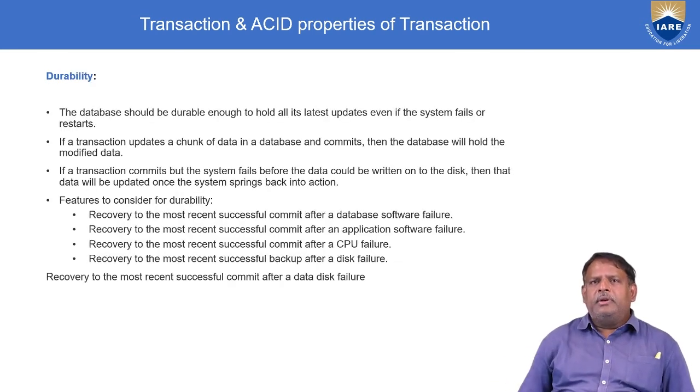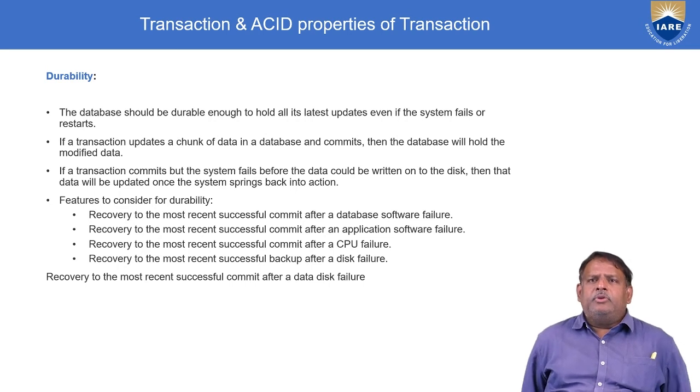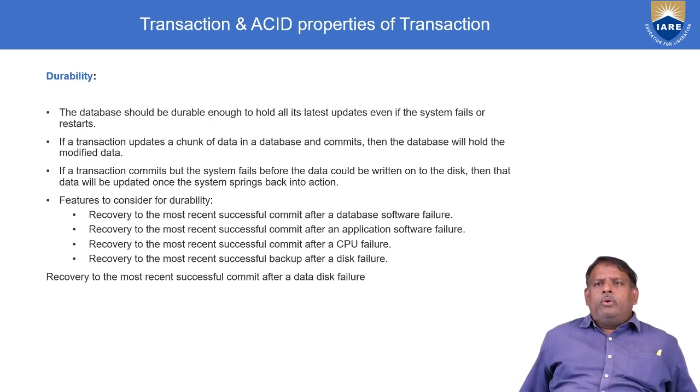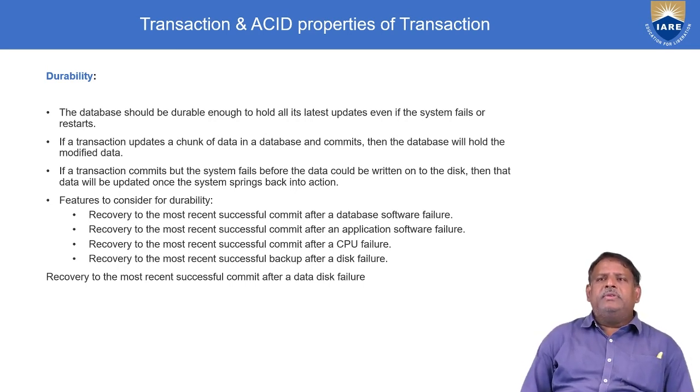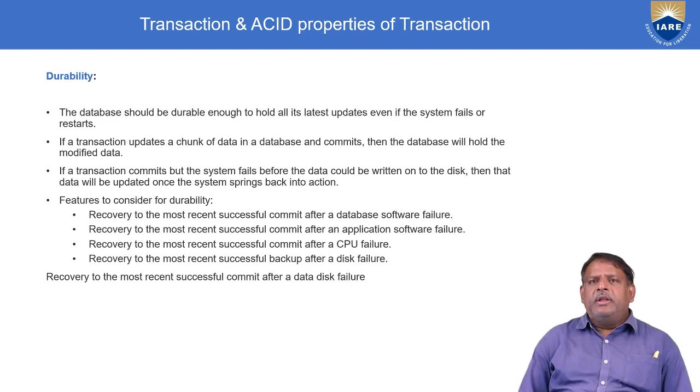The last property is durability. The database should be durable enough to hold all of its latest updates even if the system fails or restarts. If a transaction updates a chunk of data in the database and commits, the database will hold the modified data. If the transaction commits but the system fails before the data could be written to the disk, then the data will be updated when the system swings back to action.